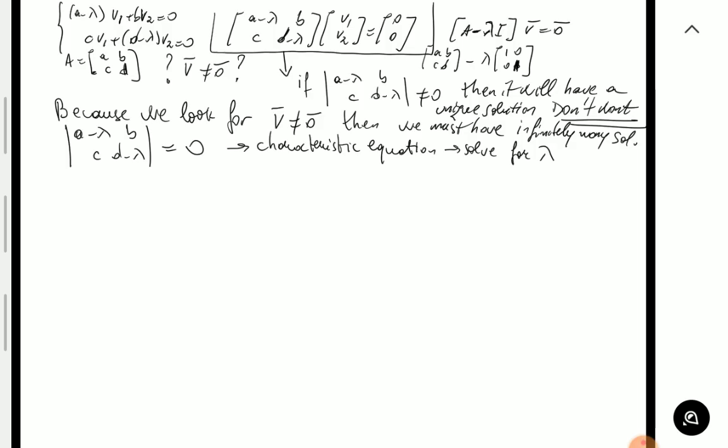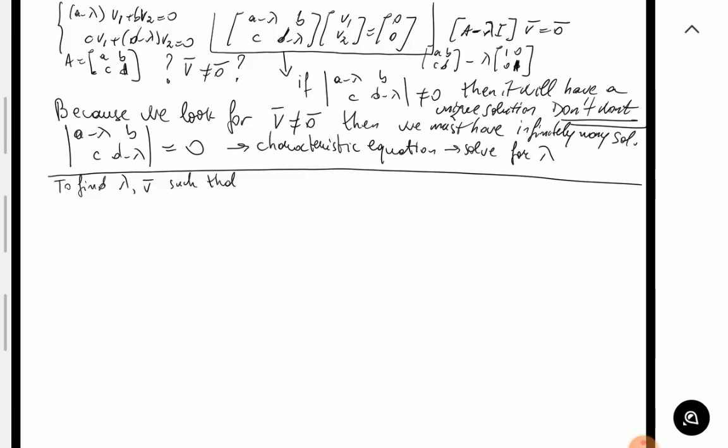It's the characteristic equation that gives you the value or the values, as the case may be, of the eigenvalue lambda. So to summarize, we can write this as a compact recipe. To find lambda and v such that Av equals lambda v, so the eigenvalue and an eigenvector, you proceed in the following way.